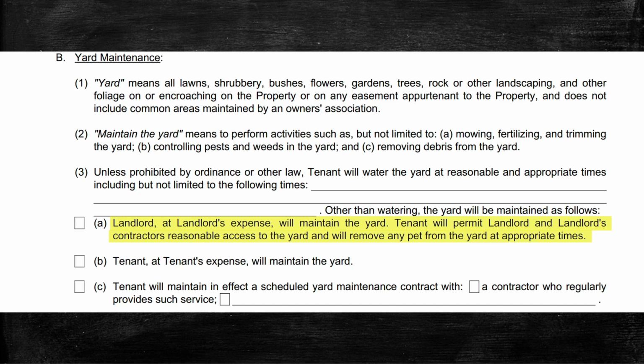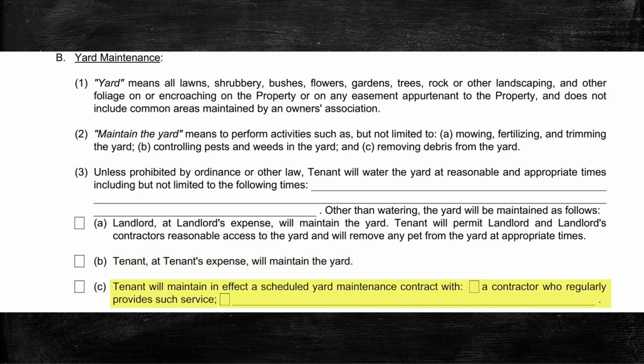So if the landlord is going to send their landscapers out to maintain the yard, then the tenant has to allow them access, and they have to bring in any pets so that the landscapers can get on the yard and do their work. Option number 2, the tenant will maintain the yard at the tenant's own expense. And remember what we said, maintaining the yard includes mowing, fertilizing, trimming, controlling pests, controlling weeds, and removing debris. That is maintaining the yard. So under this selection, the tenant will do all of that at their own expense.